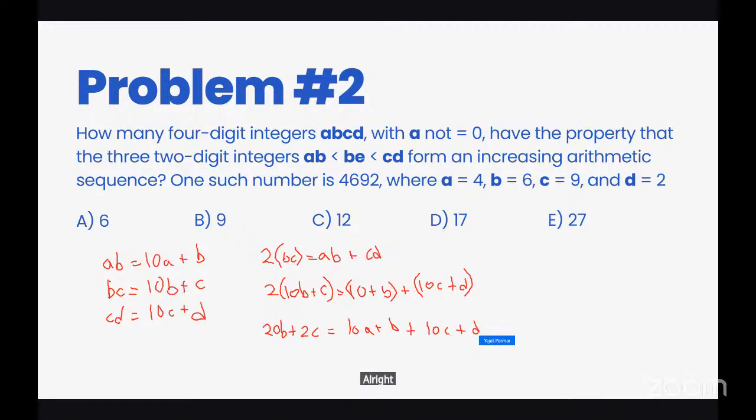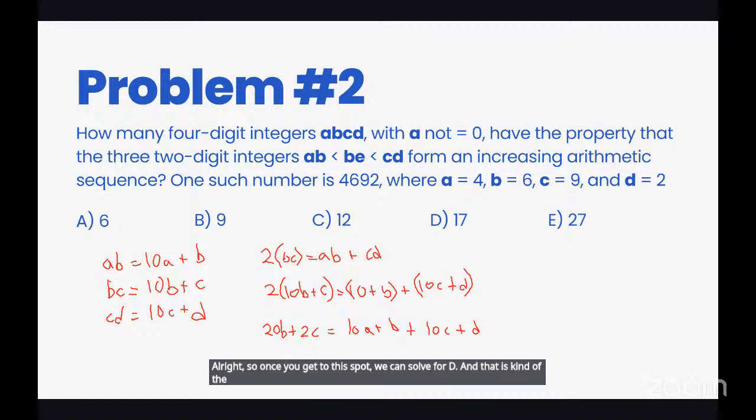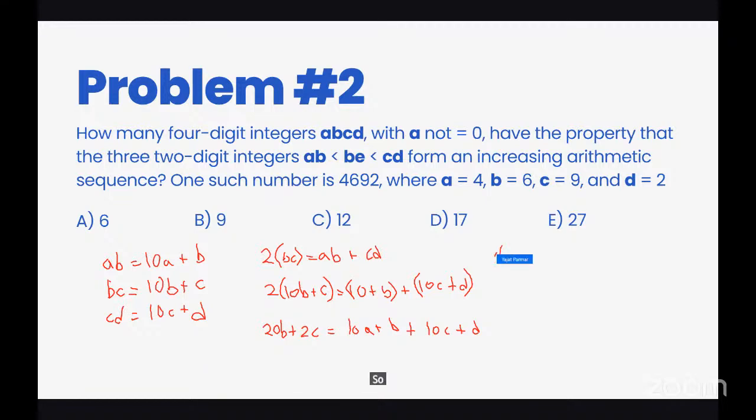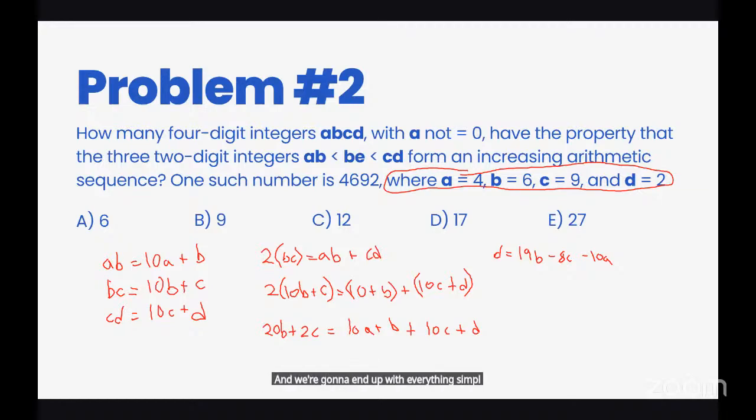All right, so once you get to this spot, we can solve for D. And that is kind of the key equation that we're looking for. So D is going to be equal to 19B minus 8C minus 10A. All right, and now that we have this, we can plug in our numbers from here, right? We're taking our example number they gave us, and we're going to end up with everything simplifying down to equaling 2. And that works, right?